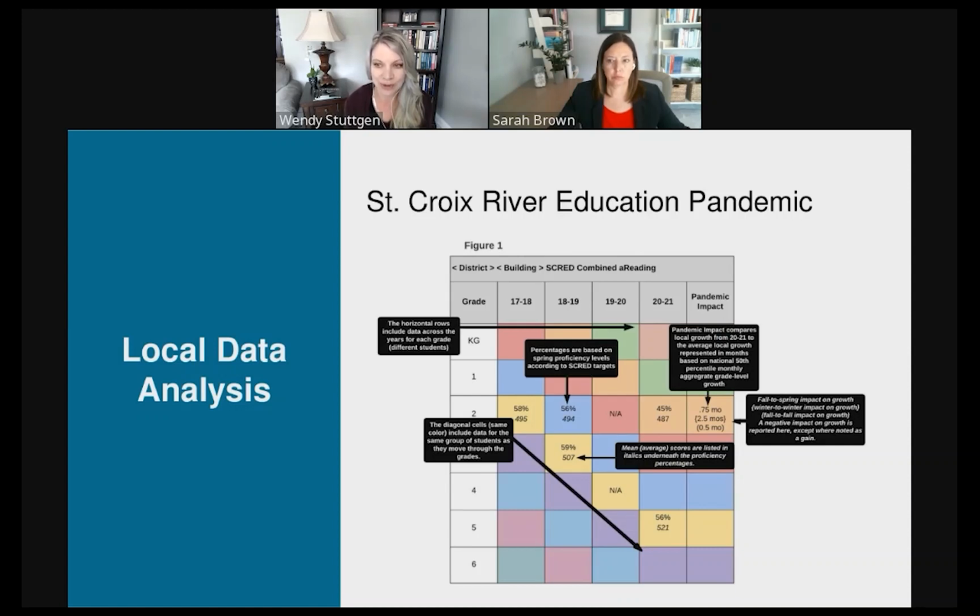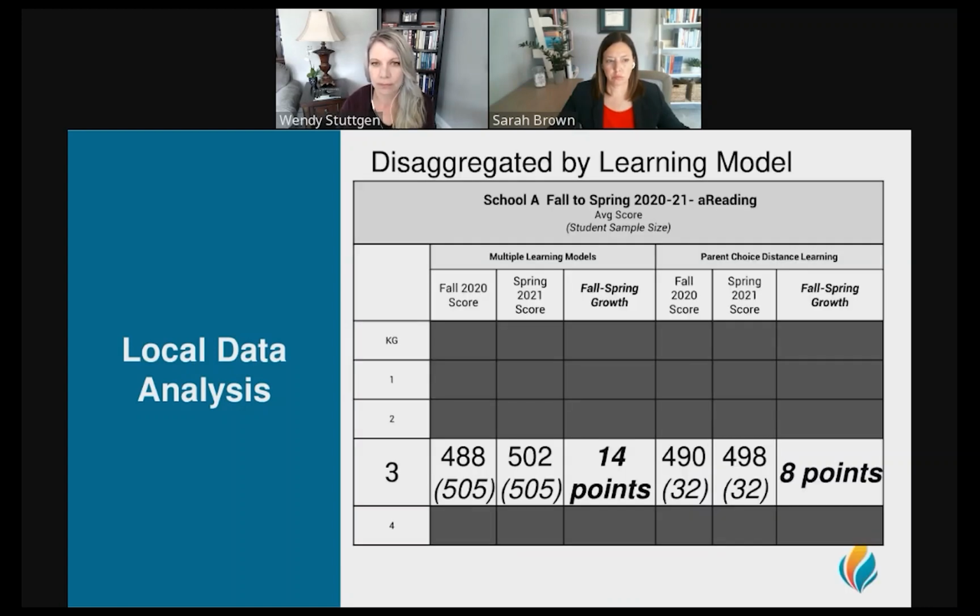And that's when we were able to bring most of our students back for at least hybrid or some in-person learning. This is why we included the 3 sets of data in the pandemic impact column, so we could determine if the learning loss had increased or decreased as we moved through that 2021 school year.